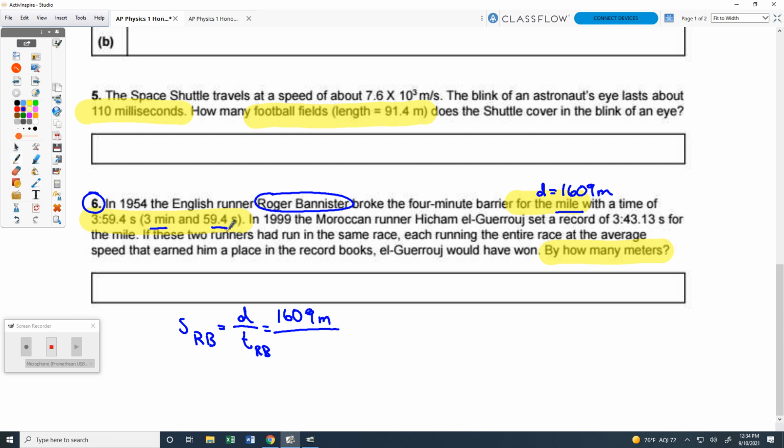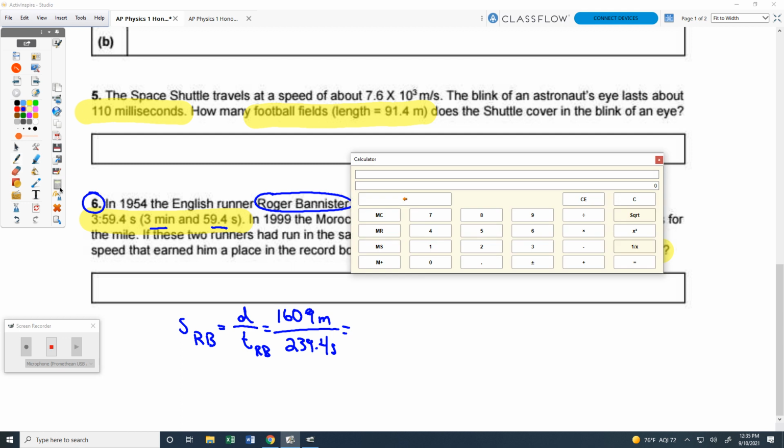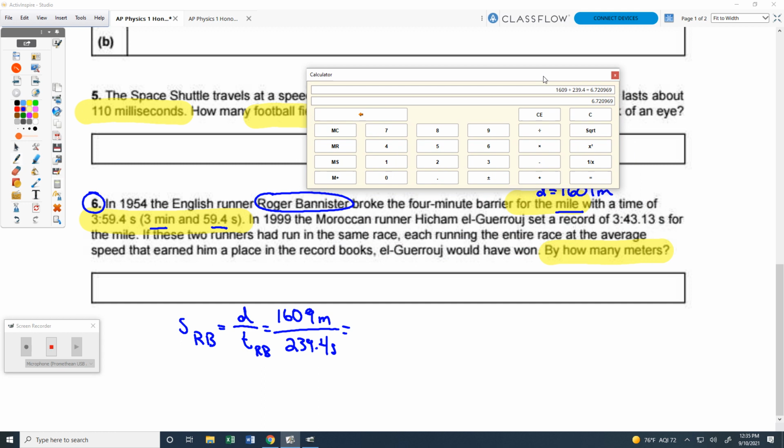Well, I need that in just seconds. So 3 minutes is 180 seconds. If I add 59.4 to it, it's almost like adding 60 to it, but not quite. So what you're going to end up with is 239.4 seconds. So we can calculate this out, pull out my handy dandy calculator, and take 1609 divided by 239.4. And we get 6.72, so forth. So I'm going to keep that, but basically say 6.72 meters per second.